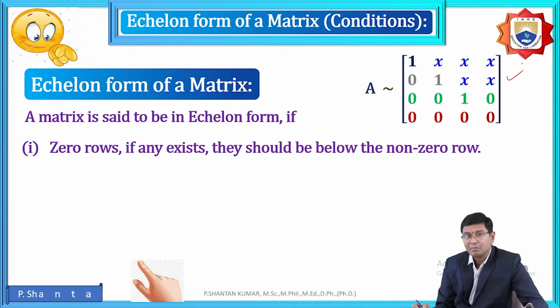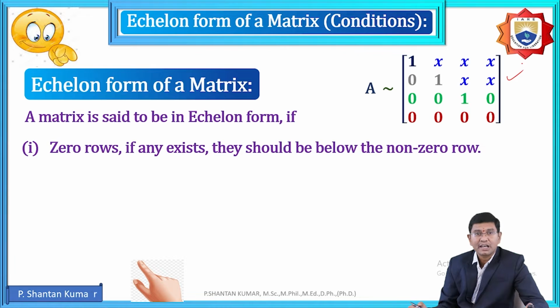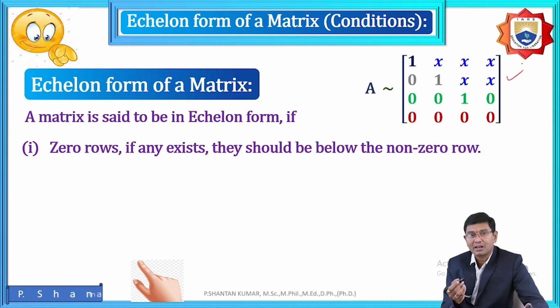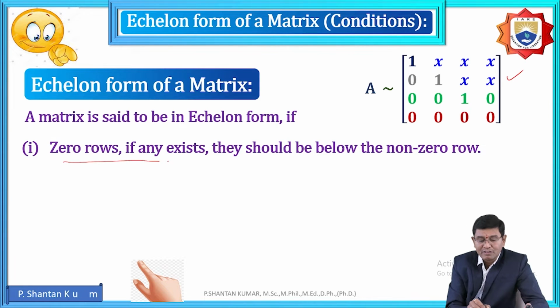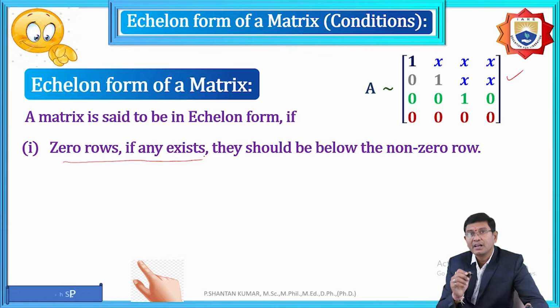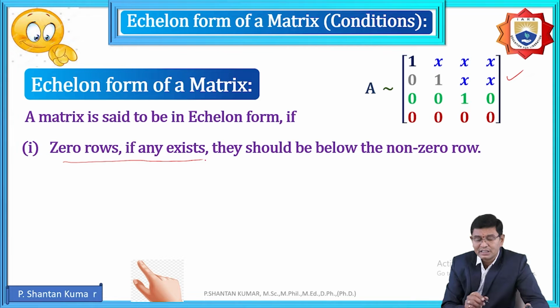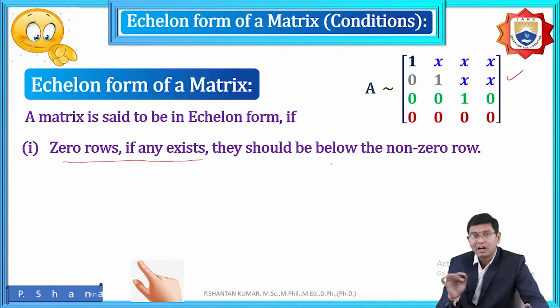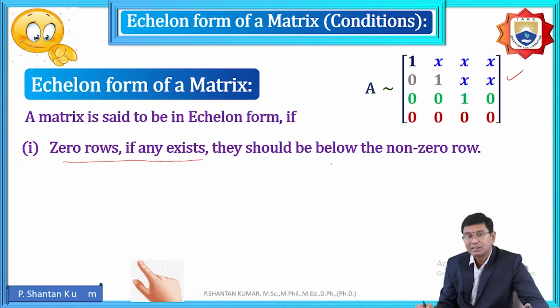Zero rows. If all the entries of a row are zeros, that is called a zero row. In the given matrix, if zero rows exist, they should be placed in the last rows. That means the zero rows, if any exist, should be below the non-zero rows. That is the meaning of the first statement: whenever a matrix is said to be in Echelon form, if zero rows exist, you put them at the bottom.